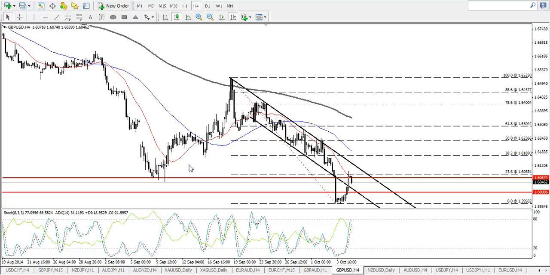Today is Tuesday, 7th of October, in the morning, 10 a.m. So today we're going to look through a few currency pairs. Firstly, let us look at the pound against the US dollar.